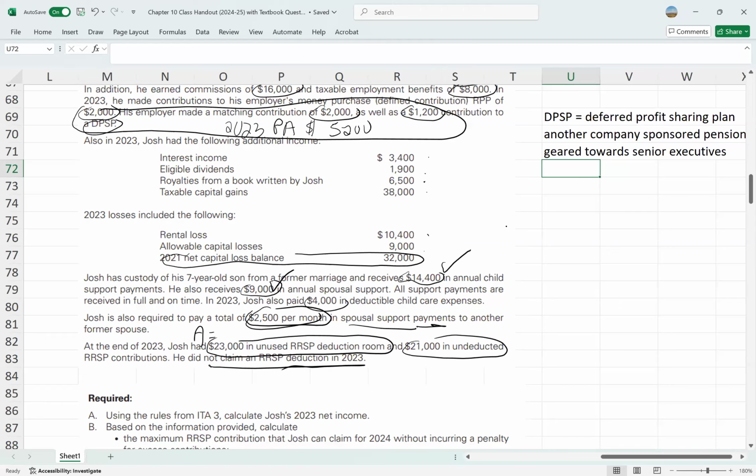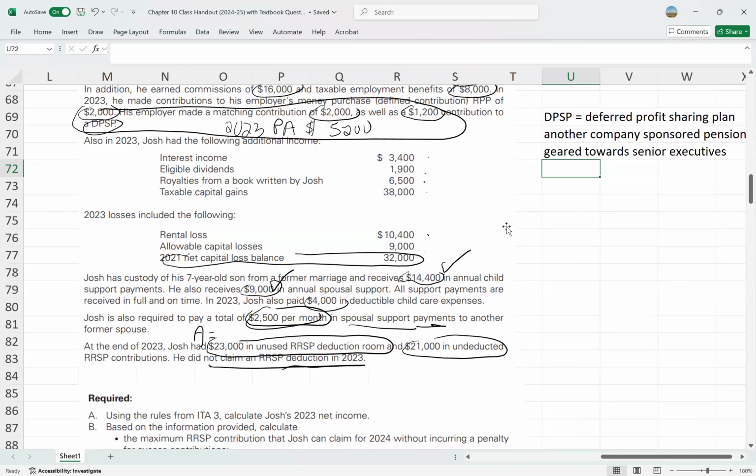And like I said, usually you wouldn't do that. The only reason you might do that is that if you were maybe in a really low income year in 2023 and that deduction would not help you very much, then you may not make the deduction in 2023. And couple that with maybe 2024 is going to be a really high income year. That could be a reason why he didn't make any RRSP deduction for 2023.